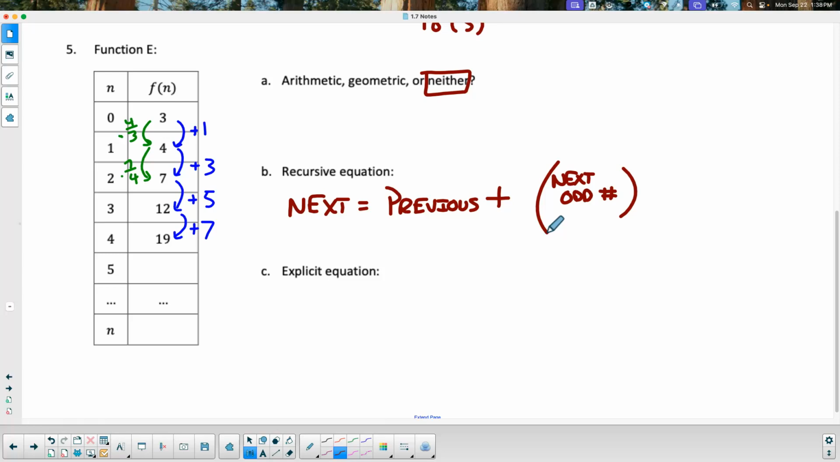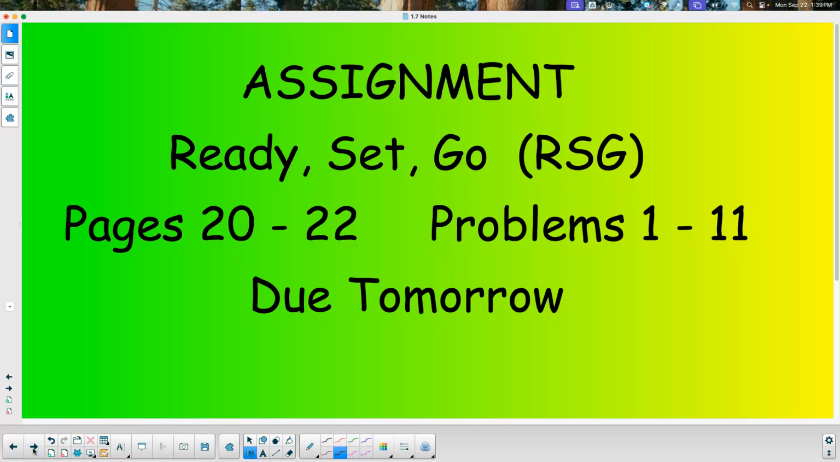Can we find an explicit equation for a neither case? No, you can't. You can next year in math too. We'll be able to figure that one out. Okay. But for right now, you just don't fill it in. So do we just toss it out? Okay. All right.